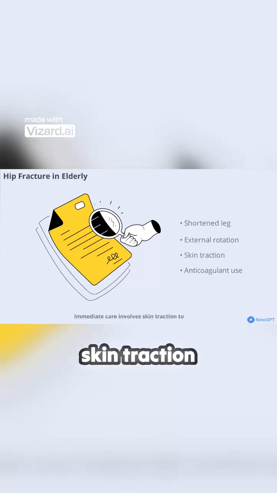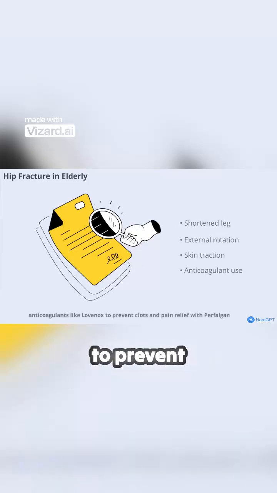Immediate care involves skin traction to reduce pain and prevent further displacement, anticoagulants like Lovenox to prevent clots, and pain relief with Perfalgan. Surgery may be required for definitive management.